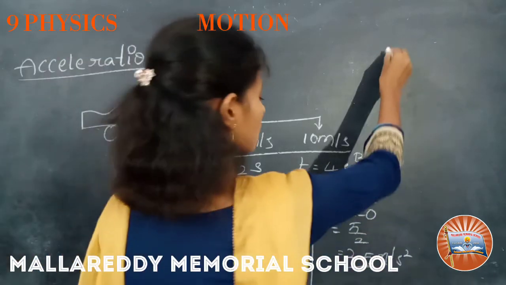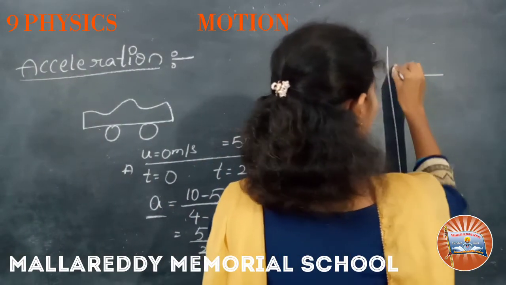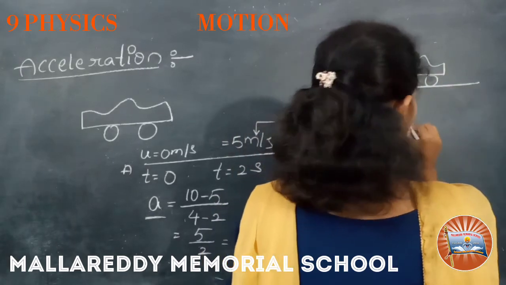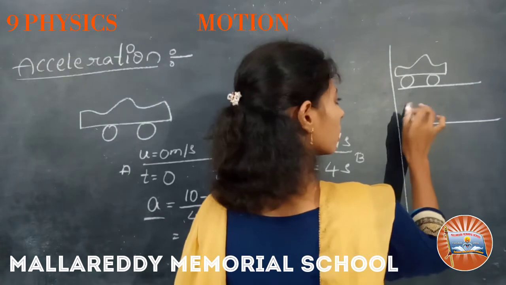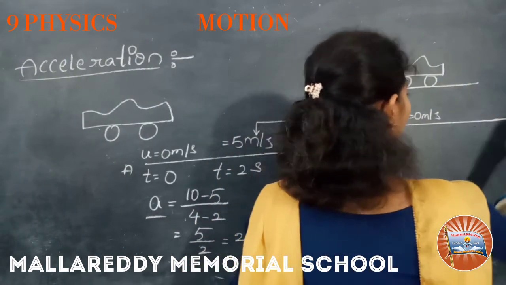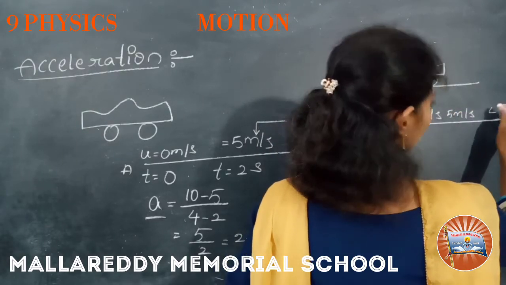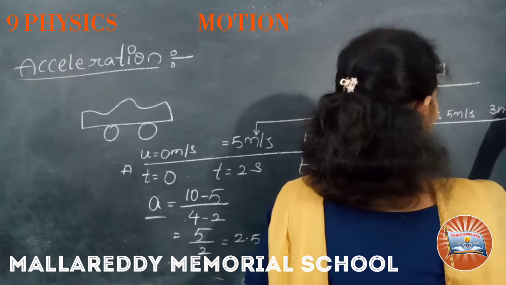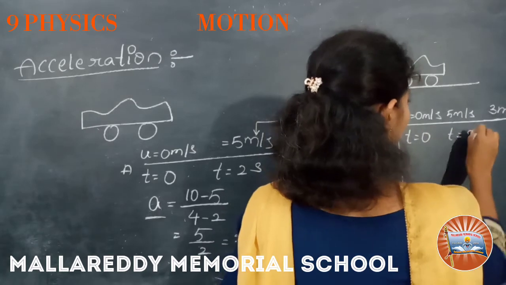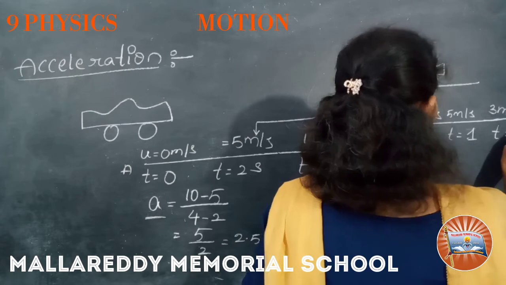I'll give you one more example here. The car is moving like this. We know that the initial point is 0 meter per second. After some time it has traveled some 5 meter per second and finally it is 3 meter per second. So the time is 0 and then 2 seconds. I want to take 1 here and 2 here.